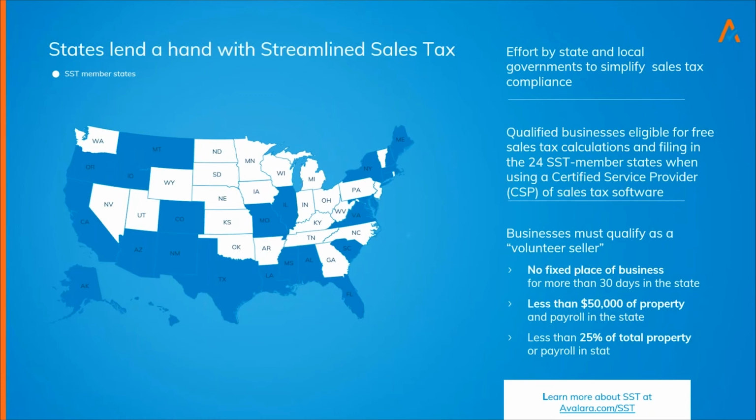So businesses must qualify as a volunteer seller if they have no place of business for more than 30 days in the state, less than $50,000 of property and payroll in the state, and less than 25% of property or payroll in the state. So to learn more about the qualifications for the Streamlined Sales Tax, you can click on this link from your slide, and you'll be able to get to the SST website.